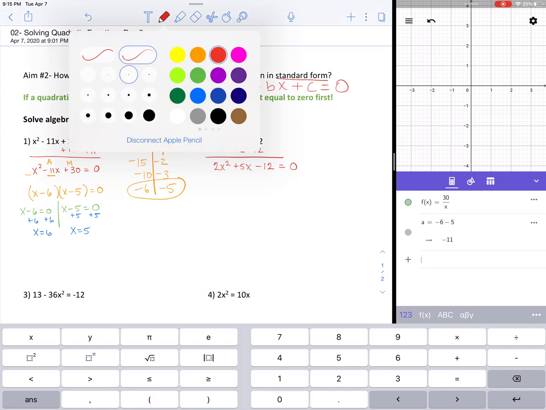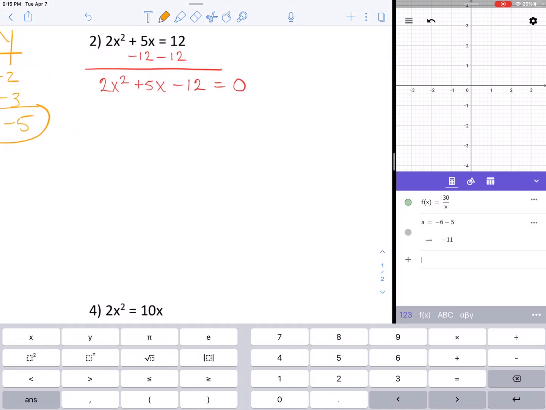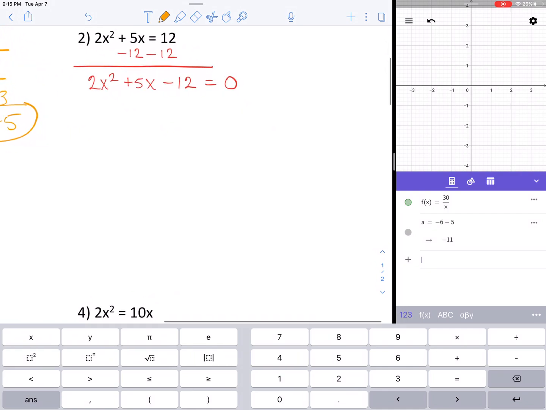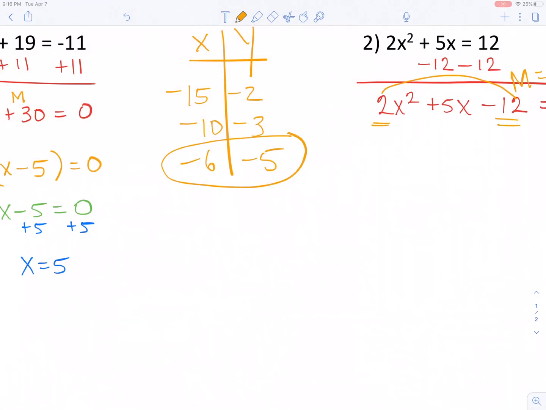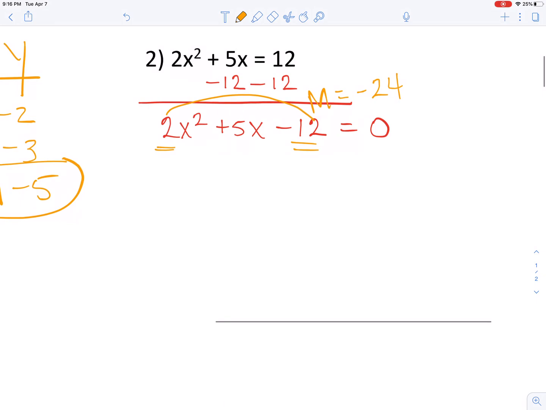Okay, now is determining which method we're going to use to factor once we have it set equal to 0. So you guys were good realizing that if there's a number in front of the x squared, we're going to use split the middle. But some of you forgot to multiply that first number with that last number to get the multiply number. They have to multiply to negative 24. I'm not going to use the table anymore, but if you have questions about that, please text me. So when I multiply, I get negative 24, and they have to add to 5. So I'm going to make my table.